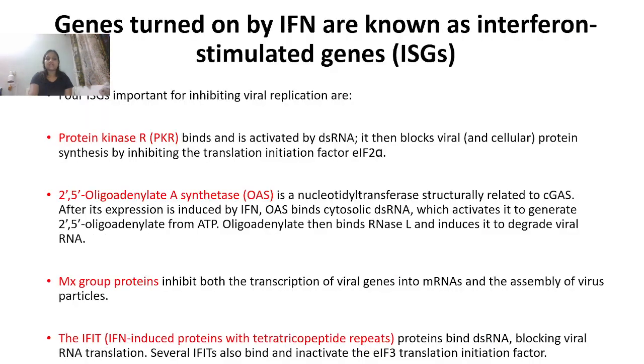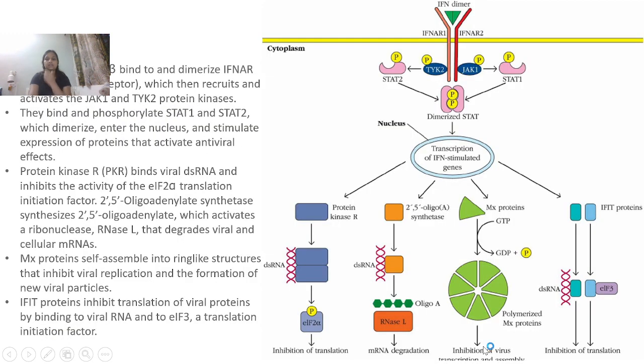Another is the IFIT proteins, which will bind to double-stranded RNA, blocking viral RNA translation. Several IFITs also bind and inactivate the EIF3 translation initiation factor. So these IFIT proteins bind to viral RNA as well as EIF3 and will block the translation of the viral protein. These are the four major groups of ISGs, or interferon stimulated genes, and all these are produced downstream of this interferon signaling.